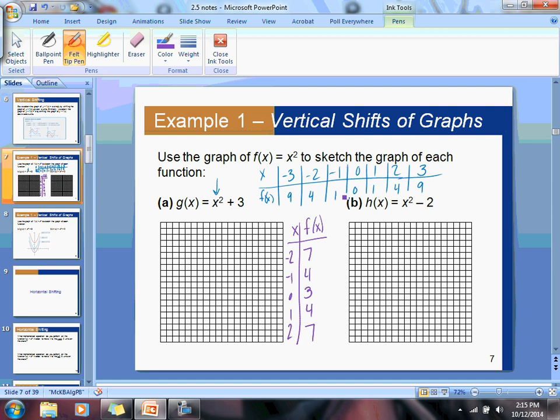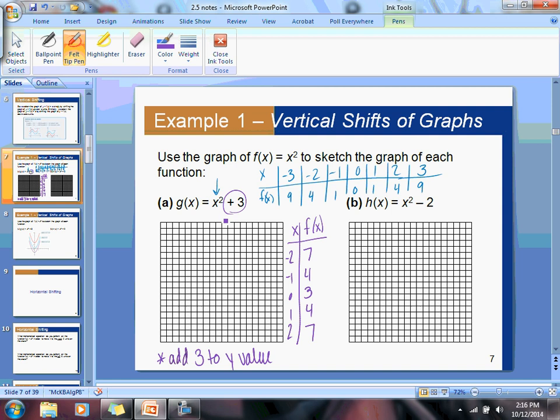4 plus 3 is 7. My -1 had a value of 1. Now I have a value of 4, because 1 plus 3 is 4. And it's plus 3 because I'm adding 3 onto the end of the function. So basically what we're doing here is we're adding 3 to the y value. That's what that function does to my table of values, and that's how it adjusts the graph.